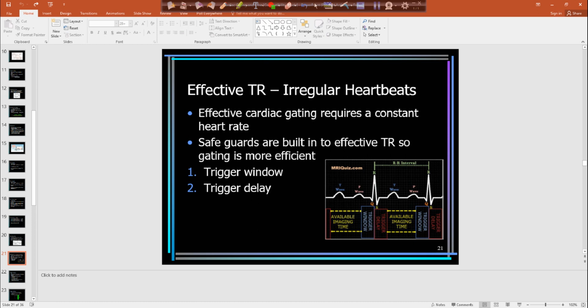So our system has built-in safeguards so that we are imaging further away from the QRS complex. Those safeguards are the trigger window right here and our trigger delay. You can see here we wait to image with our trigger delay, and then we use a percentage for our trigger window to stop before that QRS complex. These are safeguards so that we get better cardiac gating.